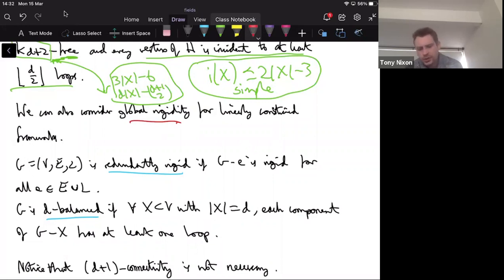Okay, so for this, it turns out that we still care about redundant rigidity and we still care about a connectivity condition. By redundant rigidity, I put the definition just to make 100% sure you're clear what I mean. We want to be rigid after deleting any edge, but also after deleting any loop. So the loops have to be redundant as well as the edges.